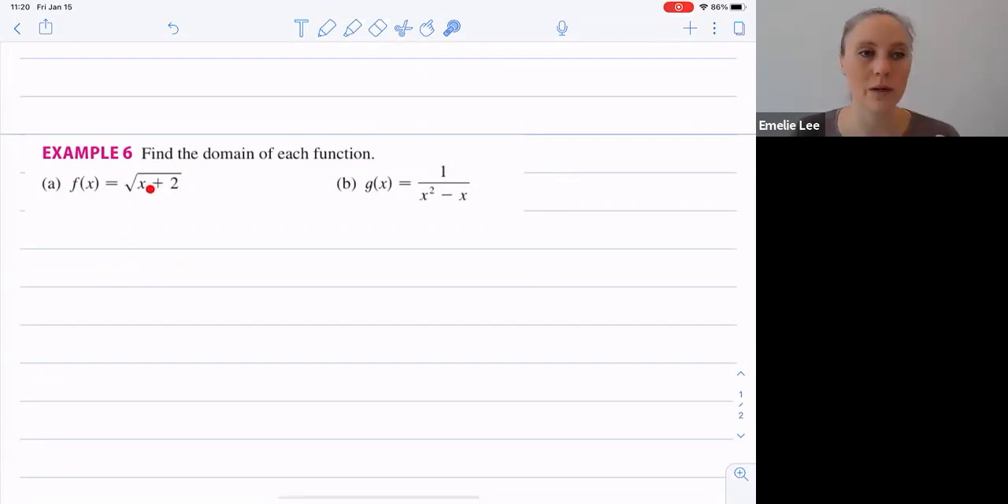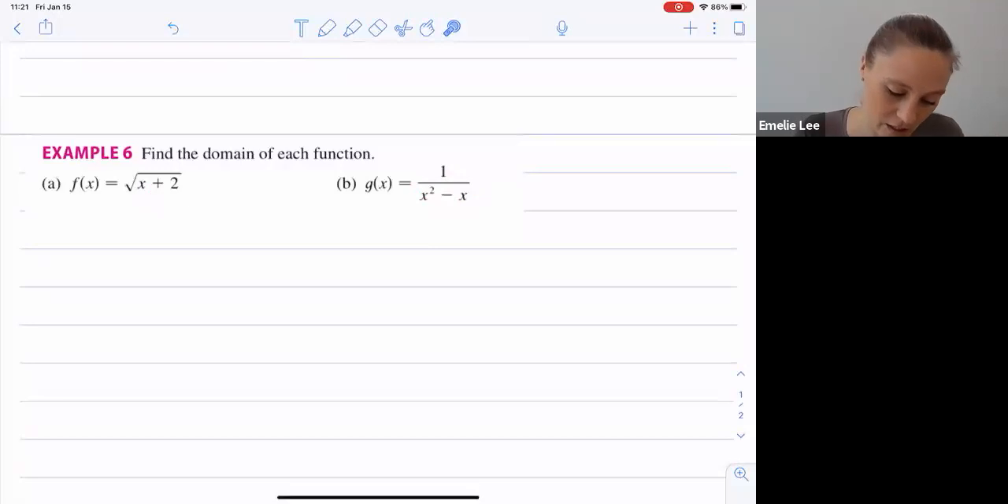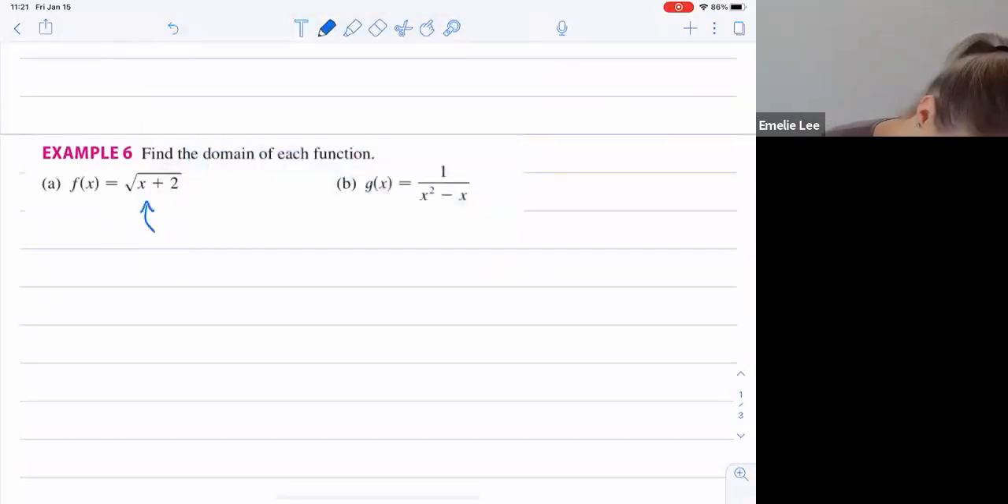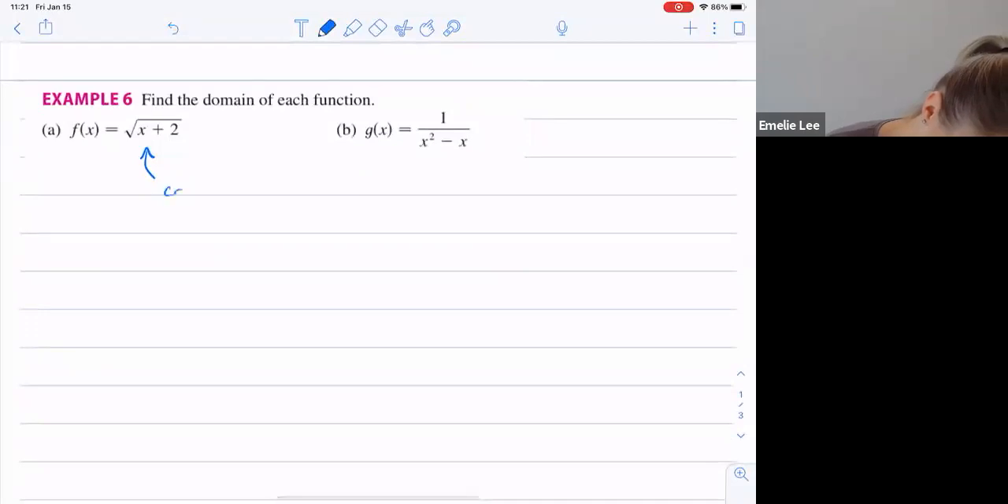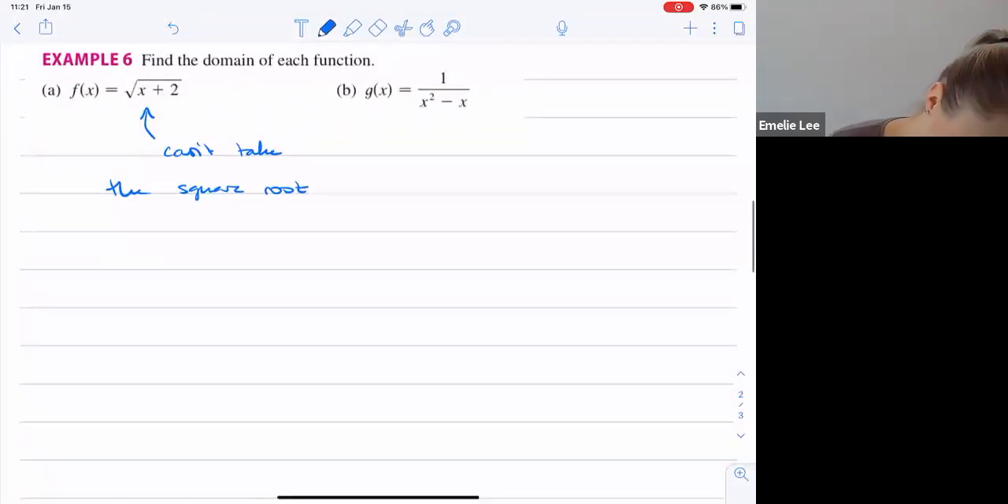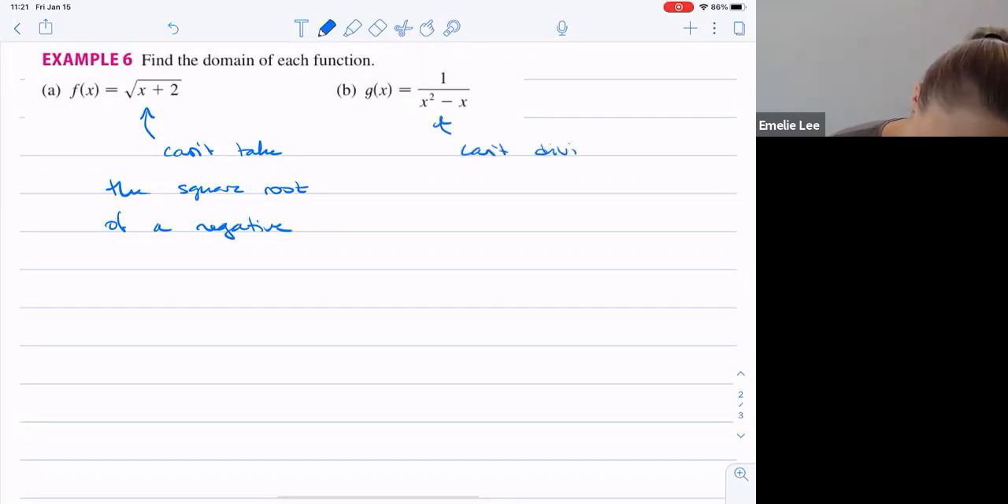So here, if you've got a square root, right away you need to think, okay, I can't take the square root of a negative, right? And here you've got a fraction, so you need to make sure that, okay, all x's are allowed except the x's where I'm going to end up dividing by 0, right? Because that has to be extracted. So here, can't take the square root of a negative. And here, we can't divide by 0.